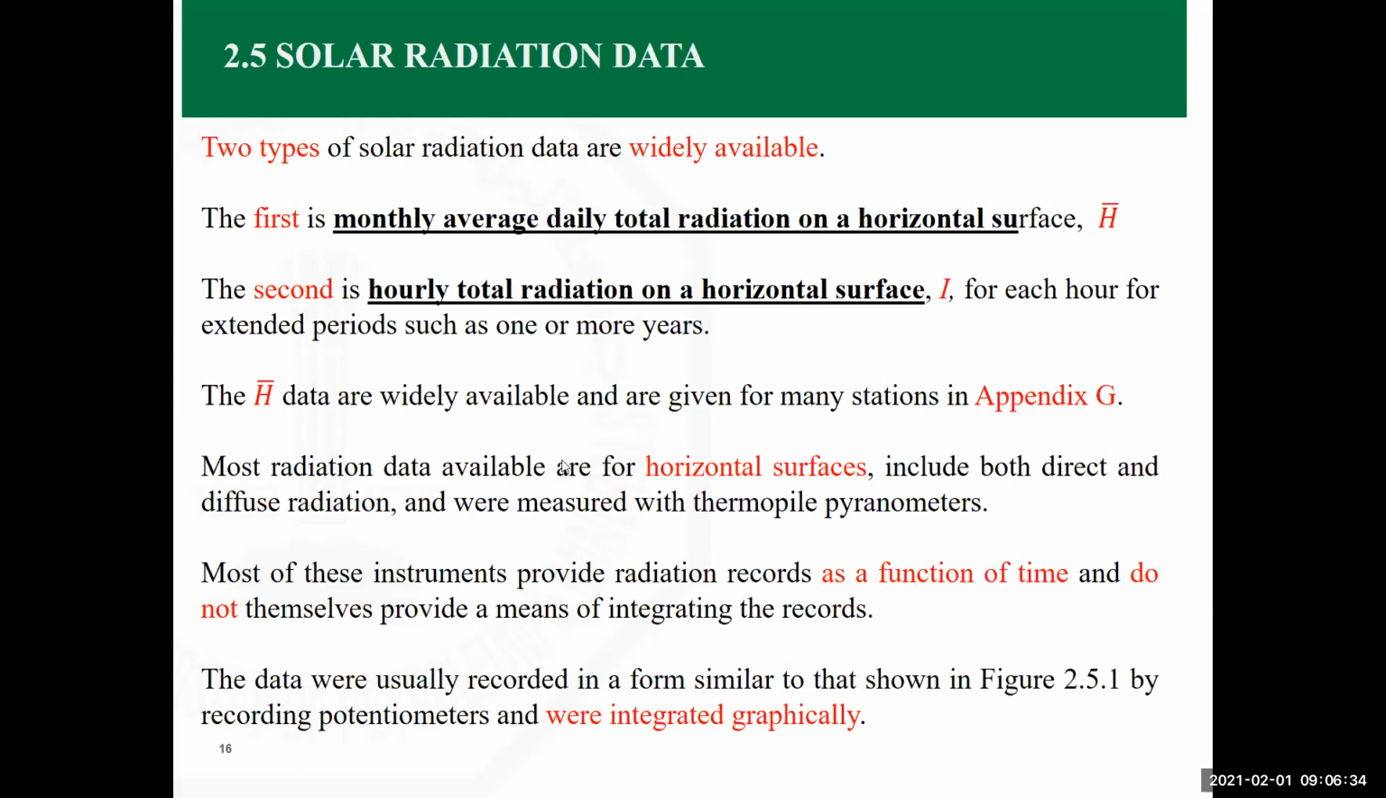Most of the radiation data available are basically for horizontal surfaces, and this is what you will see most. We have seen from examples in chapter 1 how you can get the tilted radiation on a certain surface by starting from the horizontal values that are provided. Most of the instruments provide radiation records as a function of time.